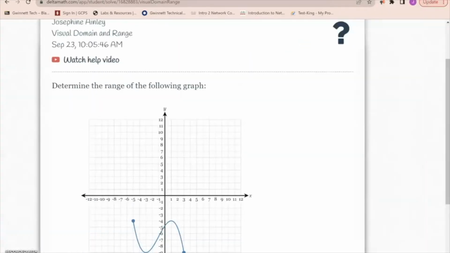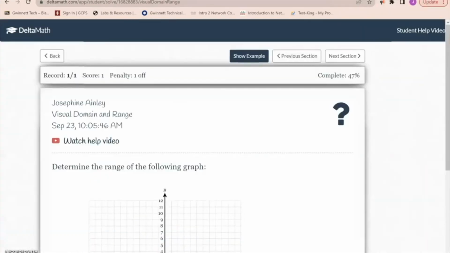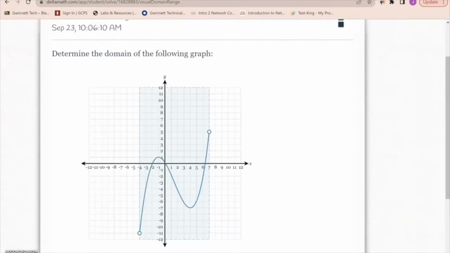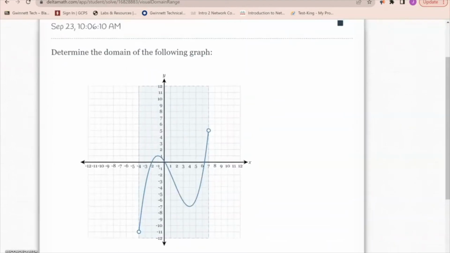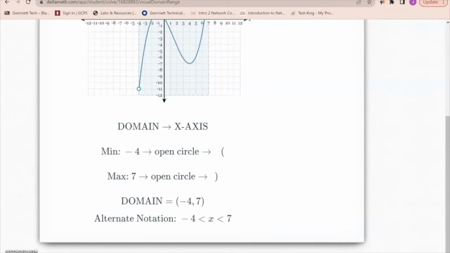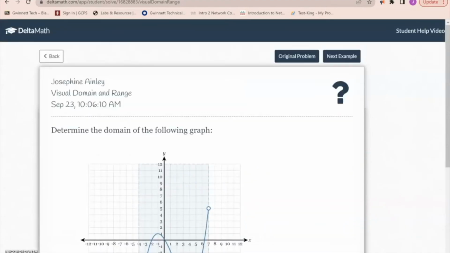I do want to find one that is open. So hang on one second. It won't let me do another question, but maybe I can show an example. Okay, here's one that's open. So this one, domain, will be left to right. So left of the graph, -4, right of the graph, 7. So -4, 7. The left of the graph is open, and the right of the graph is open. So it's open, open.